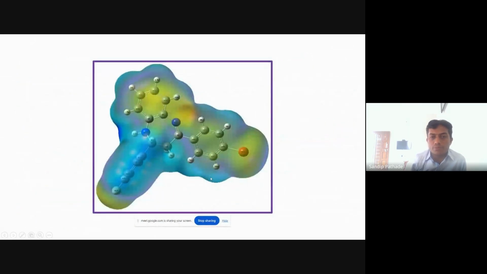This is the MEP surface computed from the DFT. In this molecule, it is observed that the yellow color is spread over the benzodiazepine ring, while the green and blue colors are spread over the 4-fluorophenyl ring. Therefore, this ring is susceptible to electrophilic attack, while this ring is susceptible to nucleophilic attack.